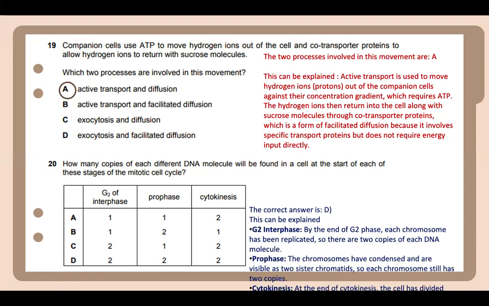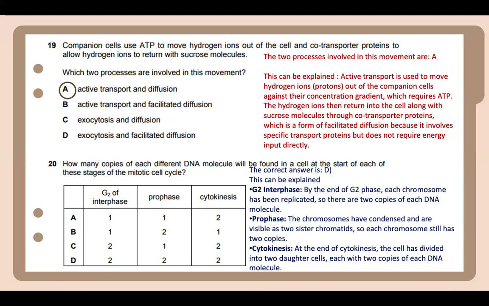How many copies of each different DNA molecule will be found in a cell at the start of each of the stages of the mitotic cell cycle? The answer will be D. This can be explained through G2 of interphase. By the end of this phase, each chromosome has been replicated, so there are 2 copies of each DNA molecule.